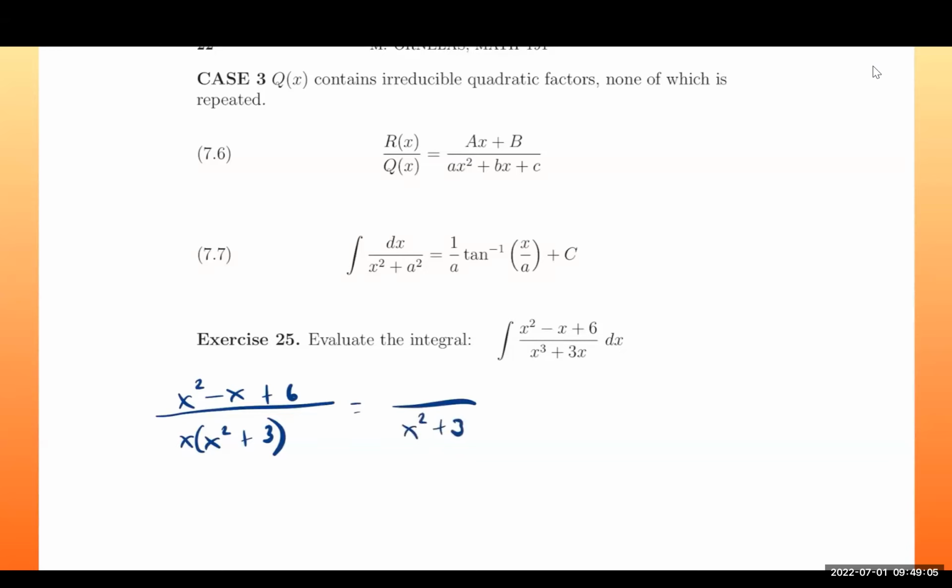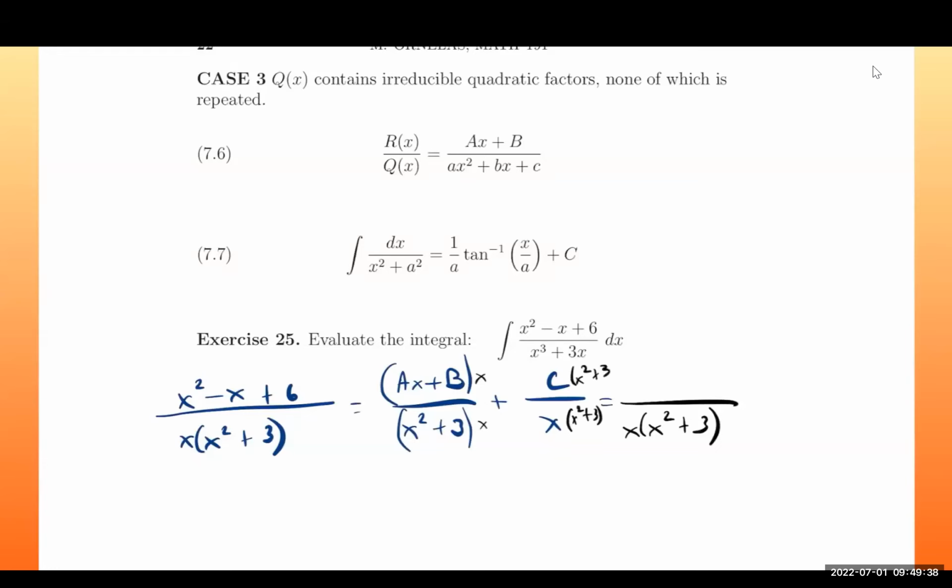X squared plus 3 is a quadratic, which means the numerator has to be linear, which would be ax plus b. And then for the other factor, which is x, since that's linear, that means the numerator has to be constant, which is c. All right, then we get our common denominator, which is x squared plus 3. Over here, we're going to multiply top and bottom by the missing factor, which is x. And then over here, the missing factor is x squared plus 3.